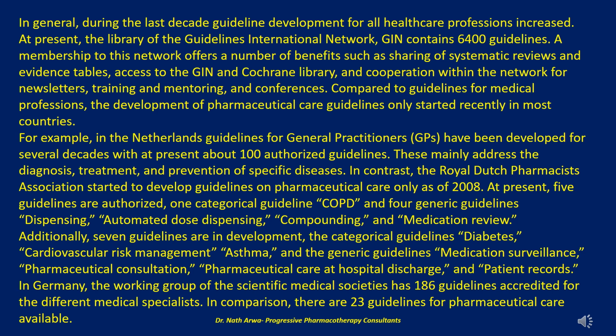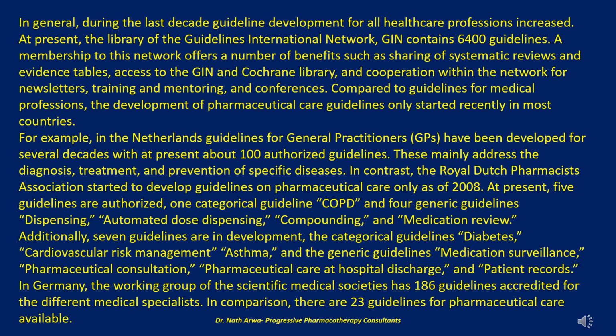Compared to guidelines for medical professions, the development of pharmaceutical care guidelines only started recently in most countries. For example, in the Netherlands, guidelines for general practitioners (GPs) have been developed for several decades, with at present about 100 authorized guidelines. These mainly address the diagnosis, treatment, and prevention of specific diseases.